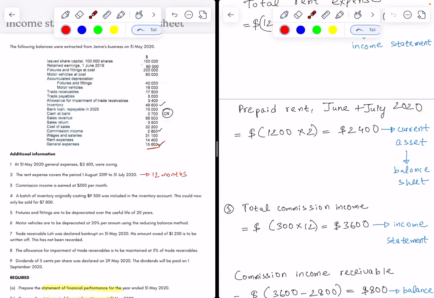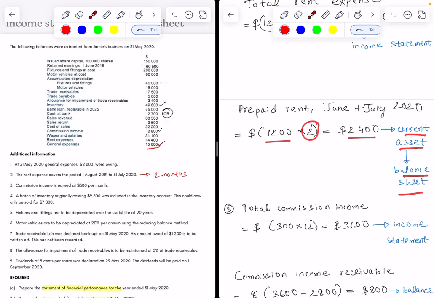We know rent on a monthly basis is $1,200. Therefore, the advance payment or the prepaid rent we have made for 2 months is $1,200 multiplied by 2, which is $2,400. And this is the amount that we will report in the current assets, because this is clearly an economic benefit that we have yet to consume, and we will use it in the next financial year, and thus we will report it in the balance sheet under the assets section.